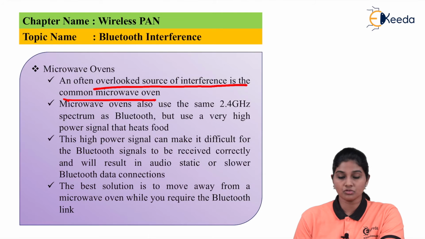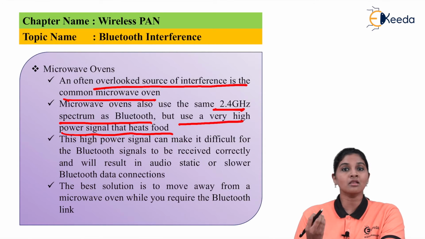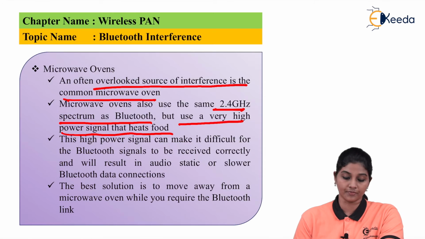The microwave oven uses the same 2.4 gigahertz spectrum as Bluetooth uses, but it uses a very high power signal that heats the food. Basically, the microwave oven is used for heating of food. So for producing a large amount of heat, the microwave oven requires a large amount of power. But in case of Bluetooth, as only data communication takes place, that is also not at a higher rate, it requires less power for the transmission of the signal.